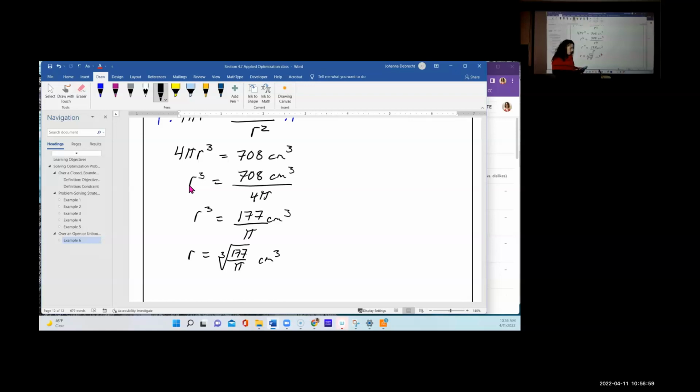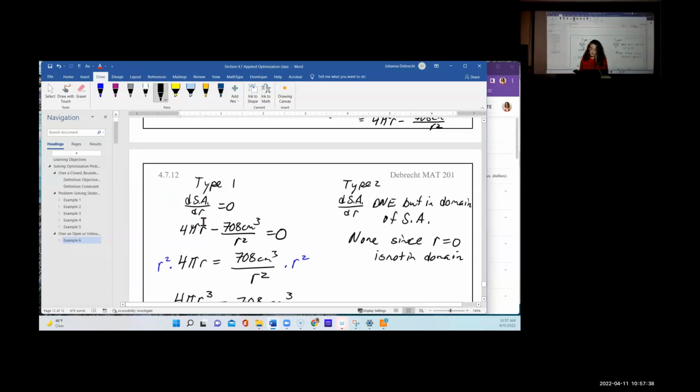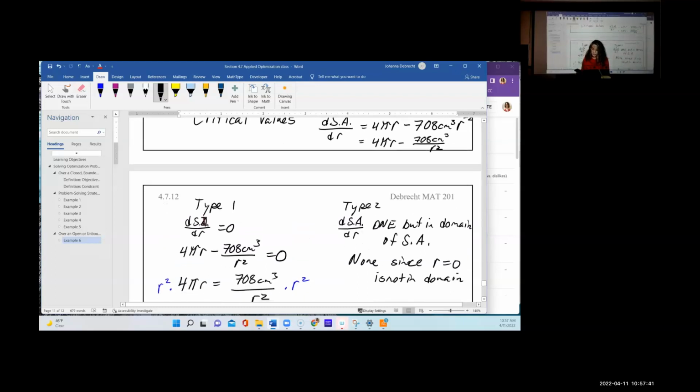So we're going to do 177 divided by pi. And then we're going to take the cube root of it. So raise it to the 1 divided by 3 power. And that gives us about 3.834. And I'm rounding in that last decimal place. And that would be centimeters now, because I took the cube root of it. Right? Now, the next thing we want to know is this is the only critical value we got, but we're not guaranteed that it makes it a minimum, so we need to test it.